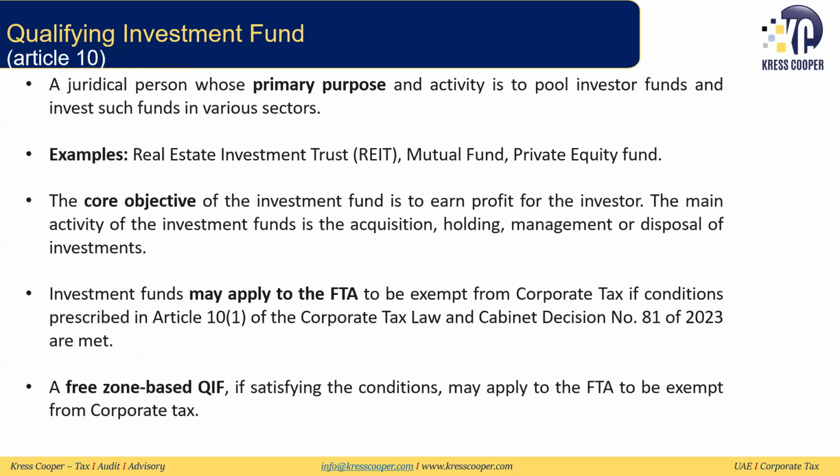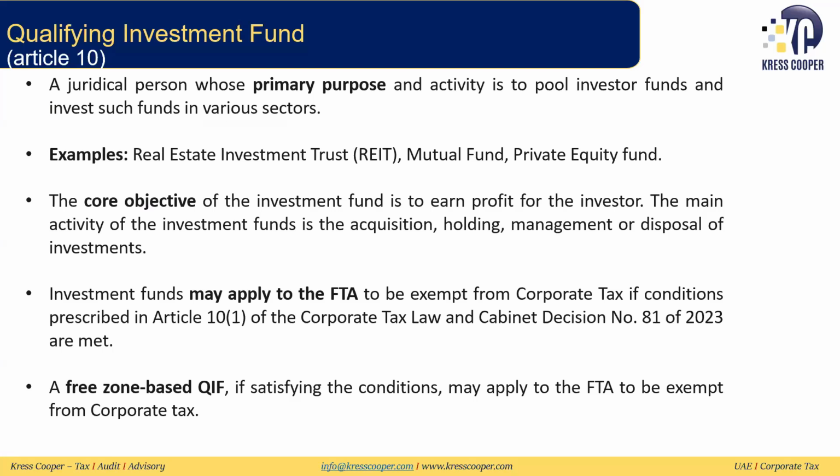The next category of the exempt person is qualifying investment fund. So what is a qualifying investment fund? A juridical person whose primary purpose and activity is to pool investor funds and invest such funds in various sectors. Examples of the qualifying investment fund are REITs, mutual funds, and private equity funds. So the core objective of the investment fund is to earn profit for the investor. The main activity of the investment fund is acquisition, holding, management, or disposal of the investments.